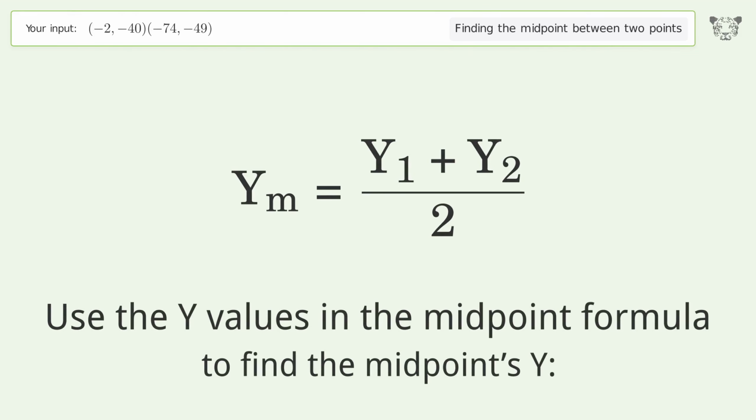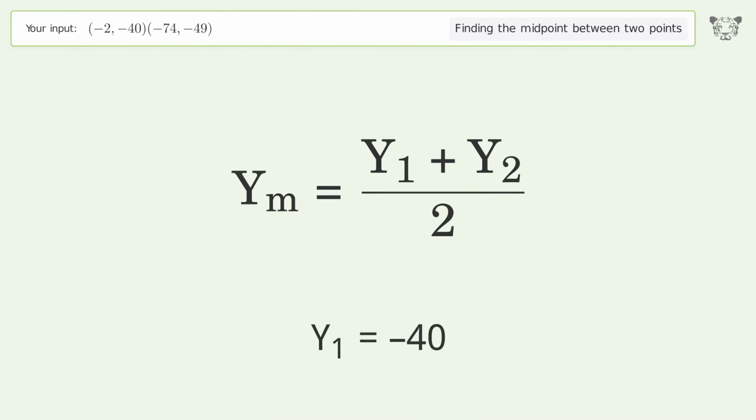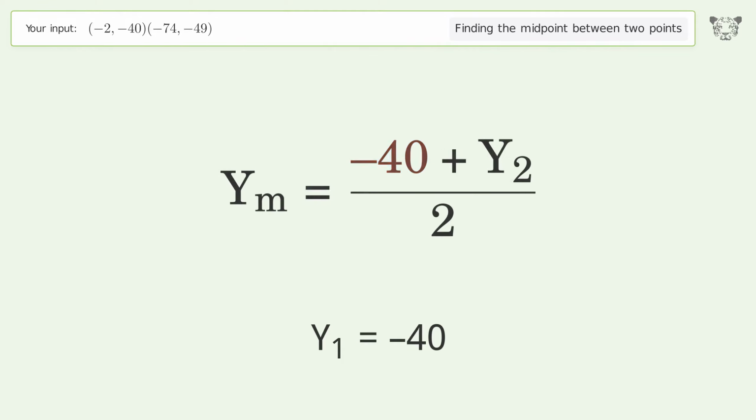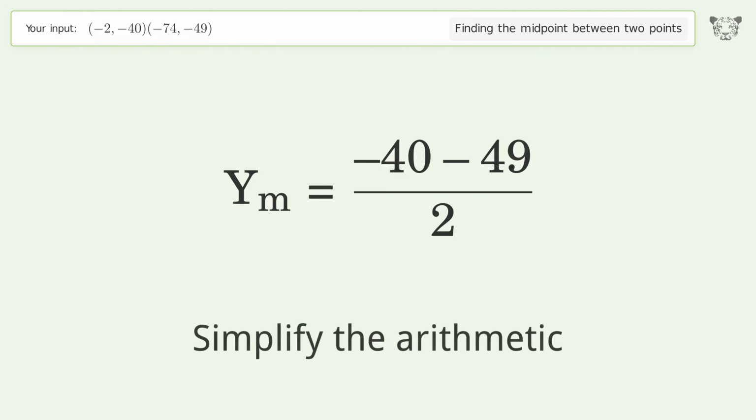Use the y values in the midpoint formula to find the midpoint's y. y1 equals -40. y2 equals -49. Simplify the arithmetic.